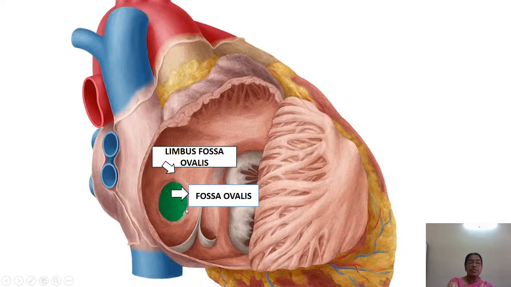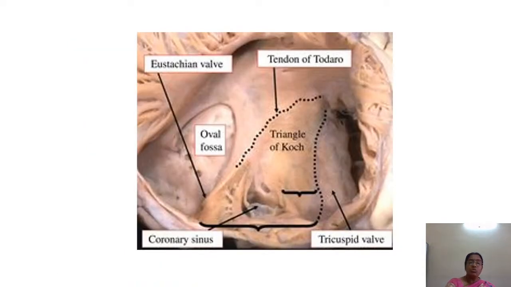Surrounding it is called the limbus fossa ovalis. Other than that, the other features you can see are the triangle of Koch, and here a dilatation which is present.